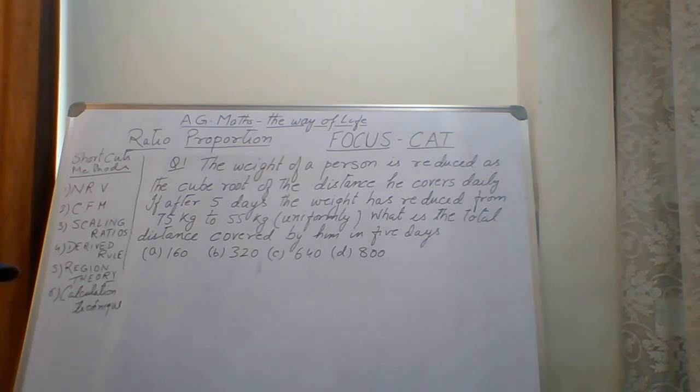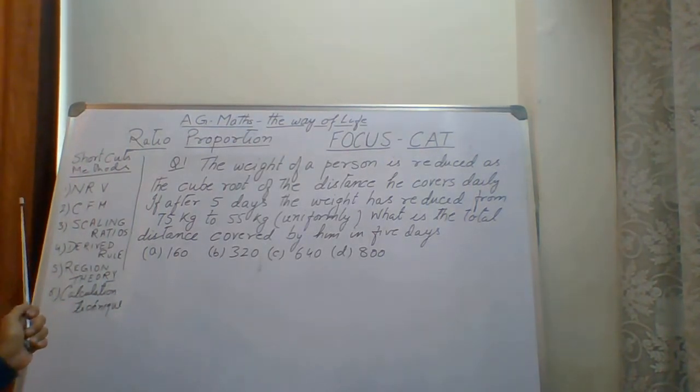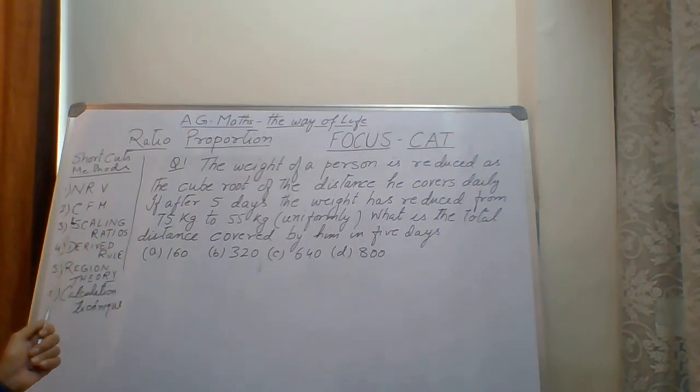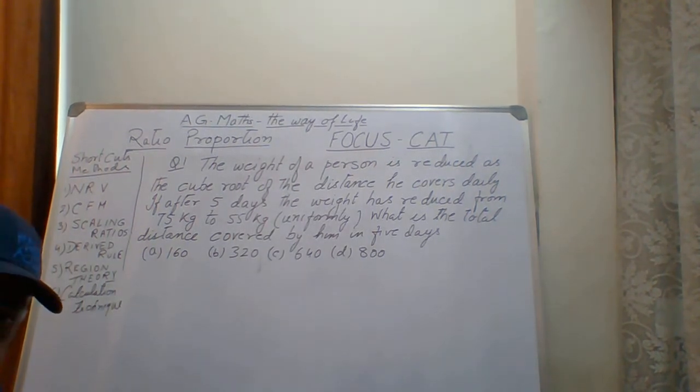There is a scope for a number of shortcut techniques. What are the shortcuts? I have mentioned here. NRV is a rule of number, ratio and values. CFM, we call it common factor of multiplication, scaling ratios, derived rules from region theory and calculation technique. There are so many different ways of shortcut doing the exam problem. And in the exam, in competition, you need to be very fast and you have to be accurate as well.